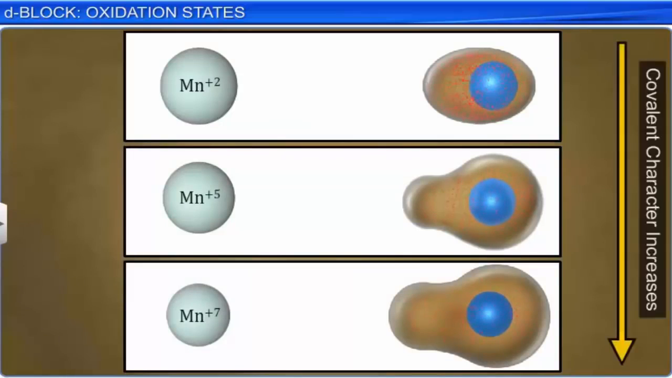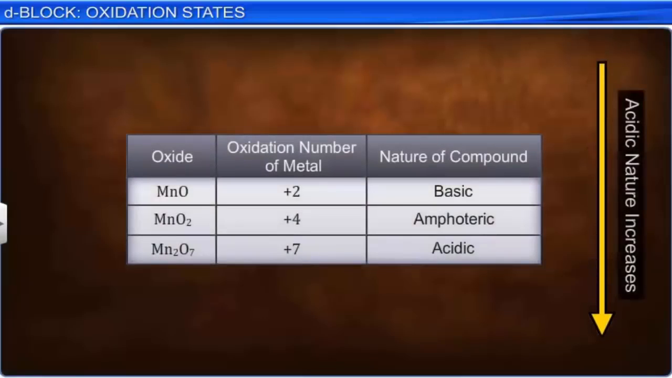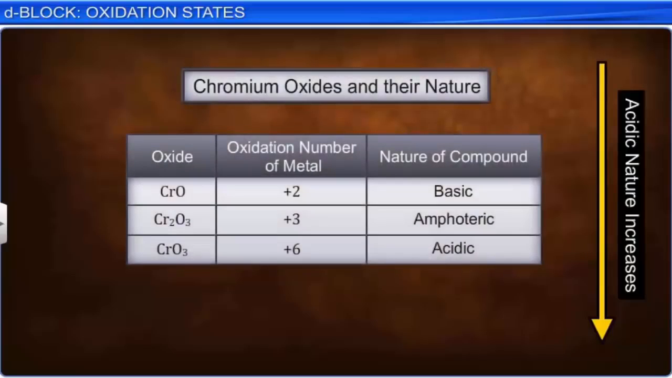The acidic nature of the oxides increases with an increase in the oxidation state of the transition element. For example, manganese(II) oxide is basic, manganese(IV) oxide is amphoteric, while manganese(VII) oxide is acidic in nature. Similarly, chromium(II) oxide is basic, chromium(III) oxide is amphoteric, and chromium(VI) oxide is acidic.